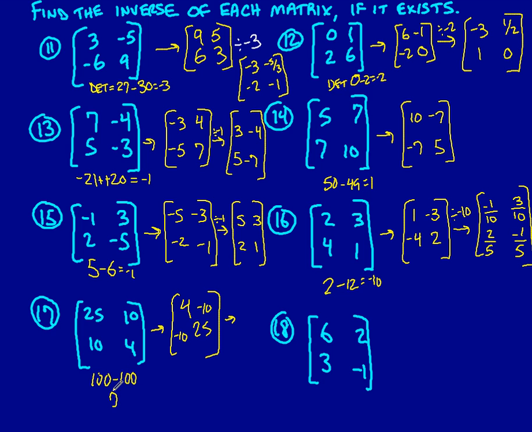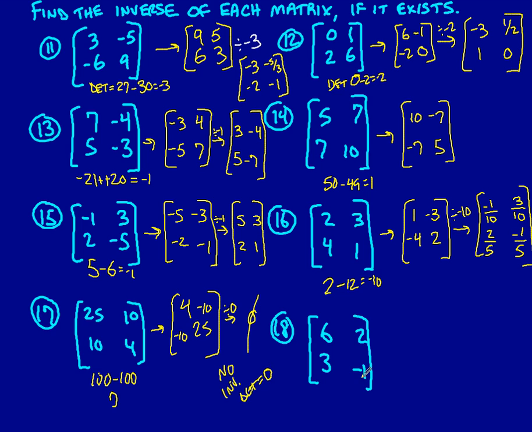So my determinant is 0, so I should be dividing by 0. Well, guess what? I cannot do that. There is no inverse for this one because the determinant equals 0. Because the determinant equals 0, no inverse can exist.